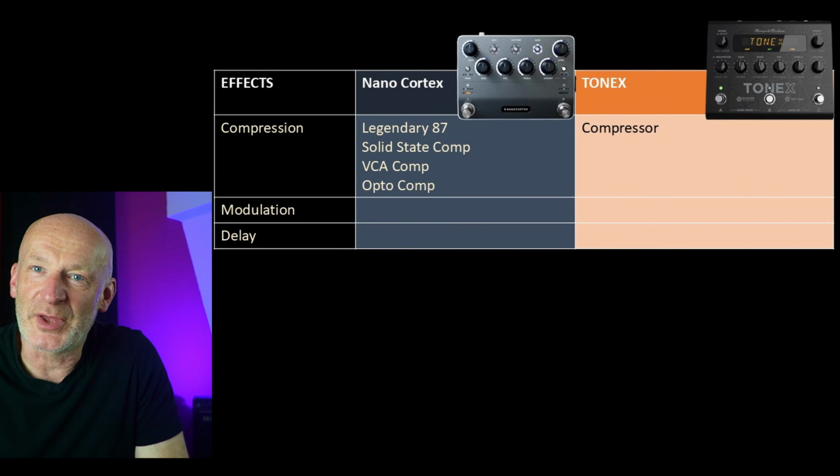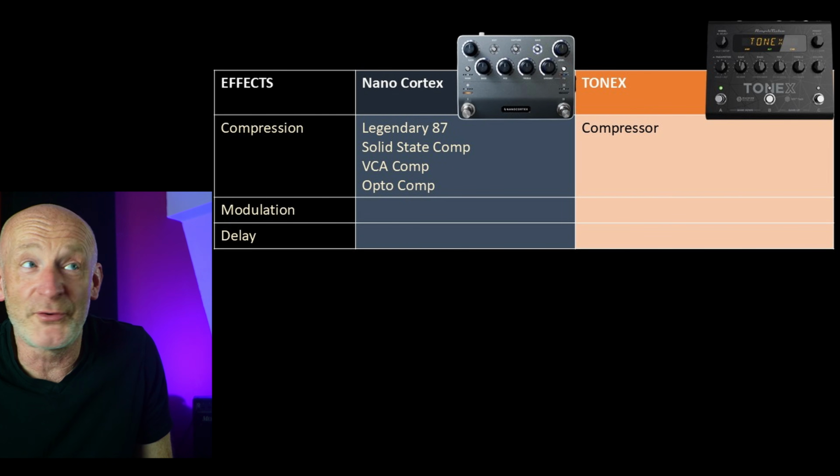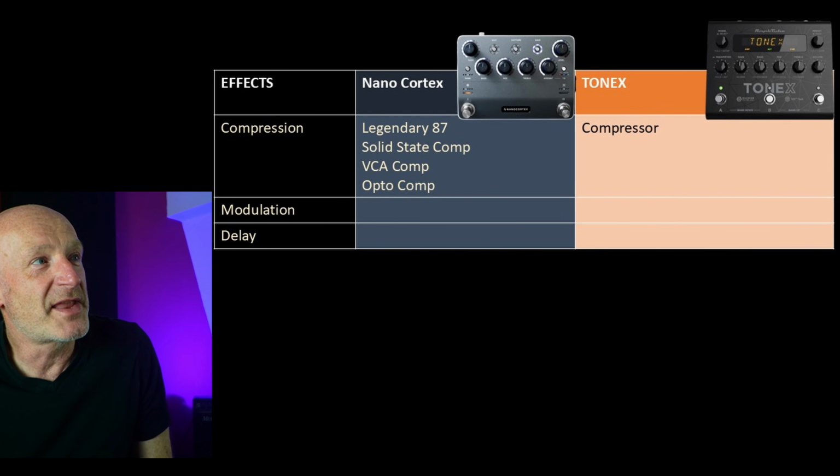Let's have a look at compression. Yeah, the TONEX has got a compressor. It can go in front or behind. However, the Nano Cortex has got 4 compressors, and these are all based on legendary compressors, if you like. So again, that one goes to the Nano.